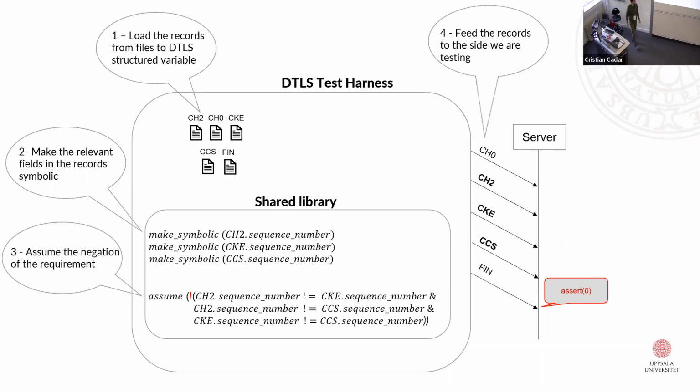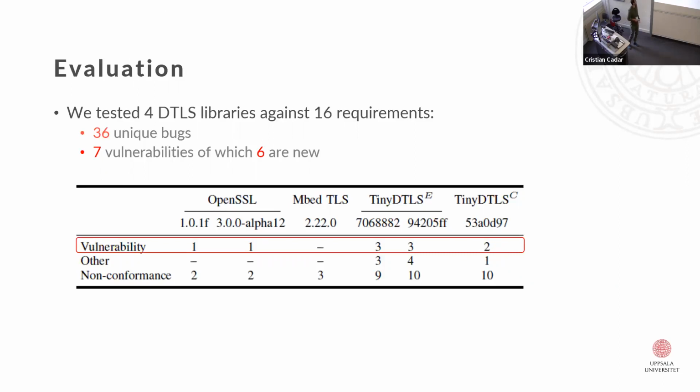Now it's time to feed the records to the server because we are testing the server in this scenario. And in bold, you can see the records for which the sequence number is made symbolic and assumed to be non-unique. And once the symbolic execution is done, we will have test cases. We see if we could trigger the failing assertion, and also we check any other types of bug resulting from negating this constraint. So now let's go to the results.